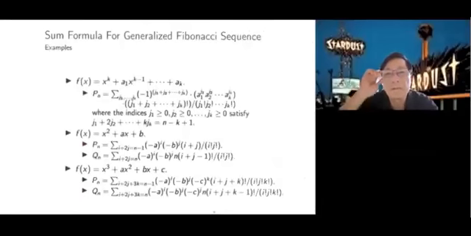In this formula, I give a detailed sum formula for the generalized Fibonacci numbers. In this formula, the sum of i times ji is equal to n minus k plus 1. And the next two bullets are the formulas for quadratic and cubic polynomials.